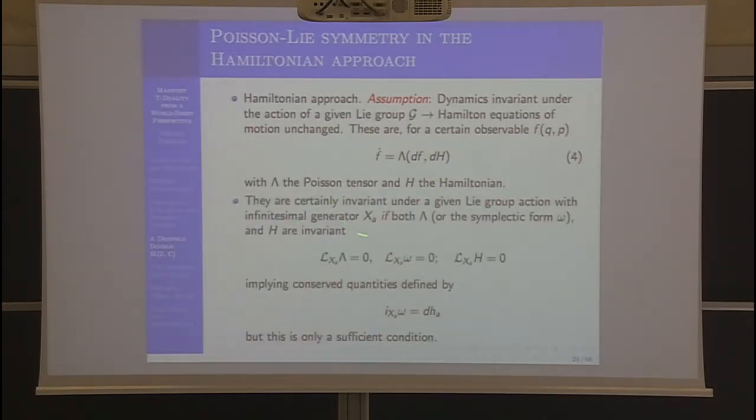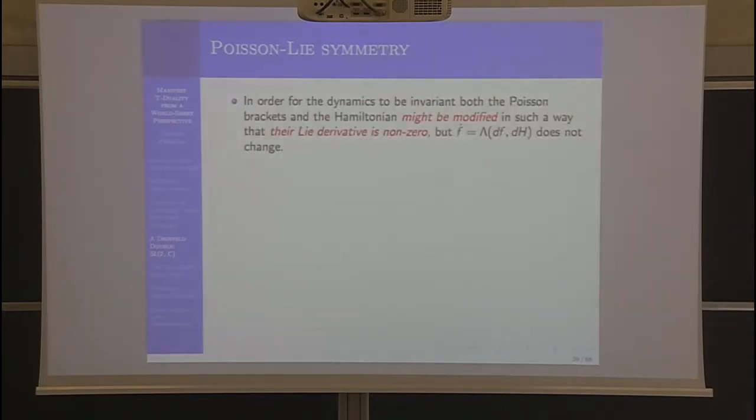Now, there are certain invariants under a given Lie group action with infinitesimal generators XA if both lambda, for example, the symplectic structure or also the symplectic form omega, and H are invariant, so if they satisfy this equation. And this equation implies conserved quantities, of course, defined by this relation, but this is only a sufficient condition. In which sense? In order for the dynamics to be invariant, both the Poisson brackets and the Hamiltonian might be modified in such a way that their Lie derivative is not zero, but in such a way that the equation of motion does not change.